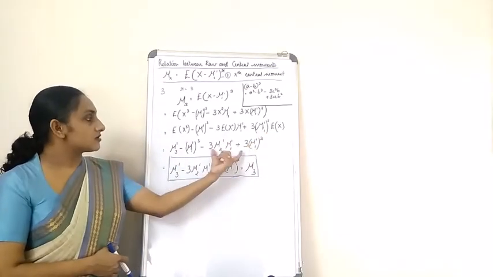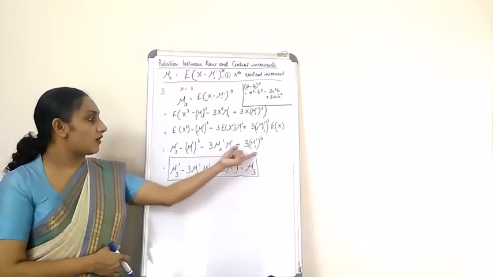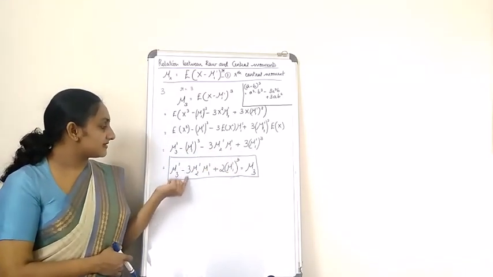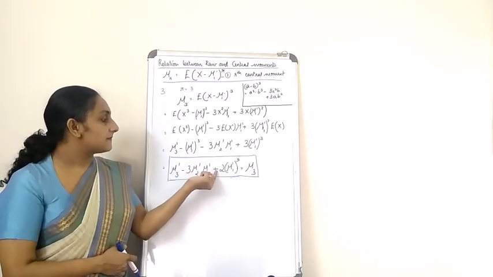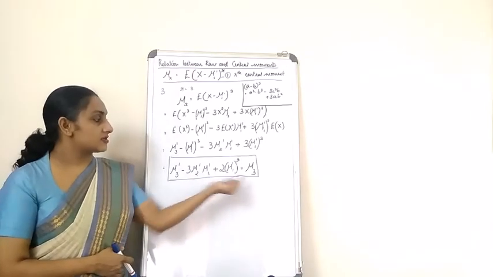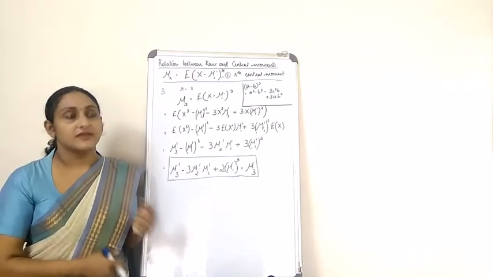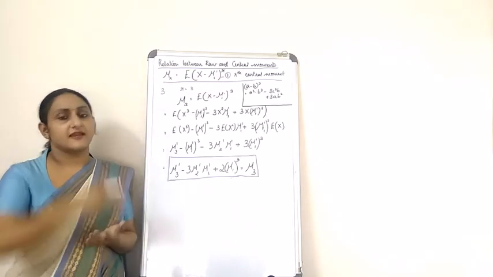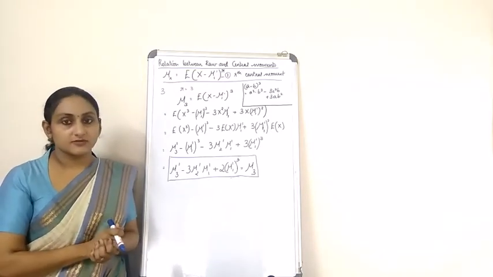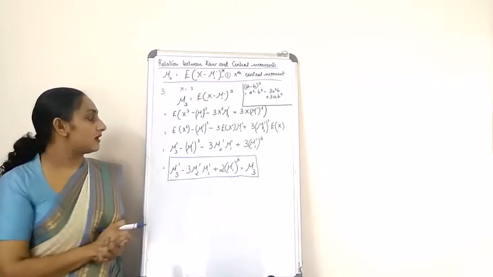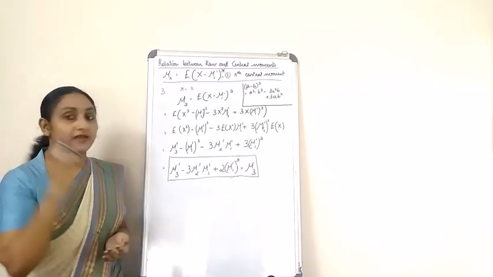So again I am going to just refine what I got. When I refined, I got mu3' minus 3 mu2' mu1' plus 2 times (mu1')³, which is nothing but your third central moment. So in this way you can find out your fourth central moment, fifth, sixth, up to r terms you can find out.